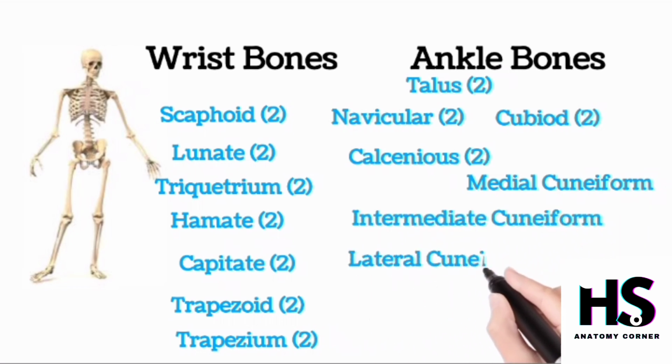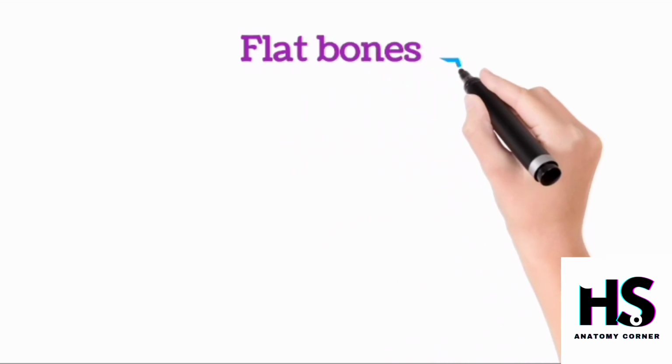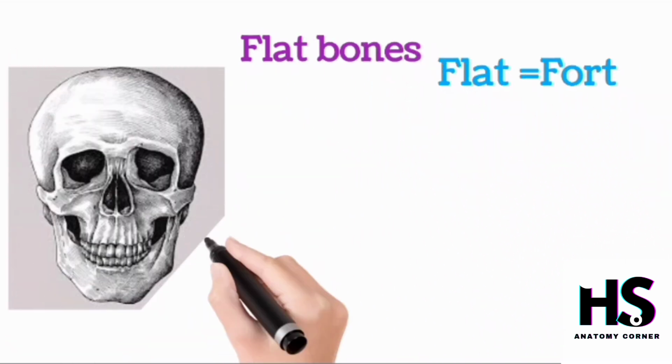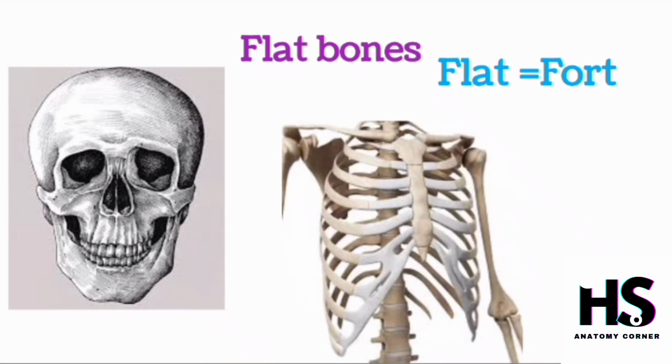Next, we have the flat bones. Flat bones basically protect our internal organs. The trick to remember flat bones is to use the letter F. Flats equal to 4.